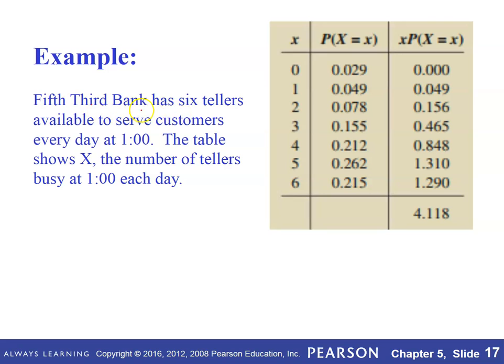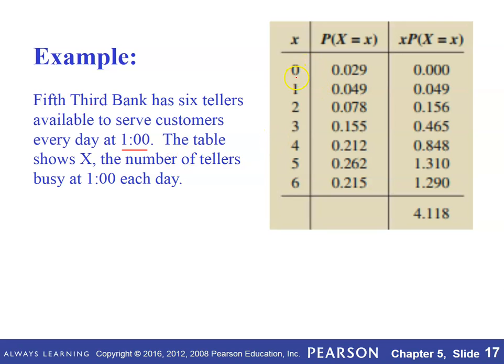And so let's say Fifth Third Bank has 6 tellers available to serve customers every day at 1 o'clock, but maybe 1 o'clock in the afternoon is not the time when most people are going to the bank. So they want to conduct a study to see how many of those tellers are being used every day at 1 o'clock. Every day at 1 o'clock somebody goes out and records how many tellers are actually being used.